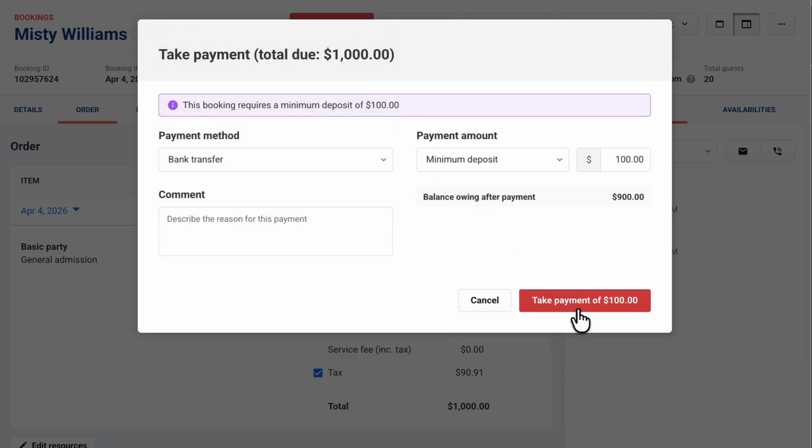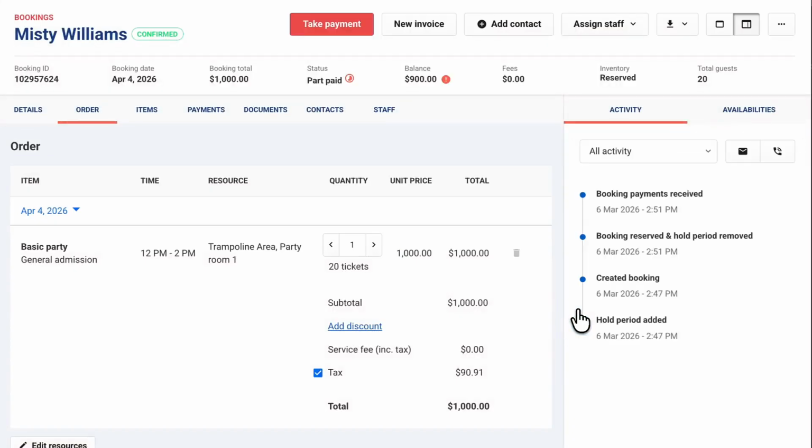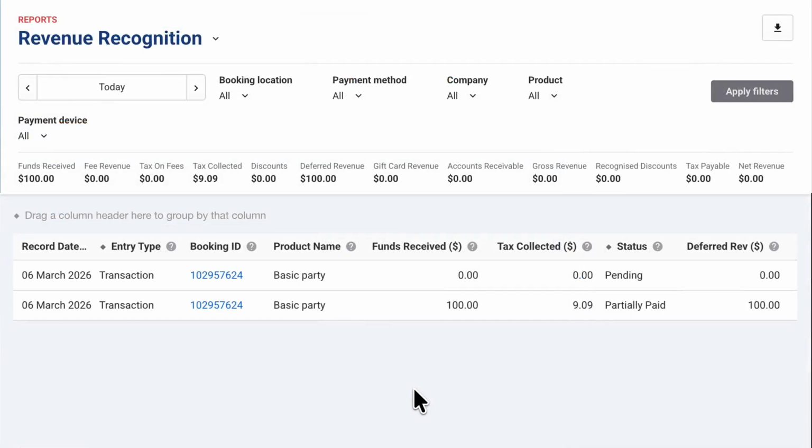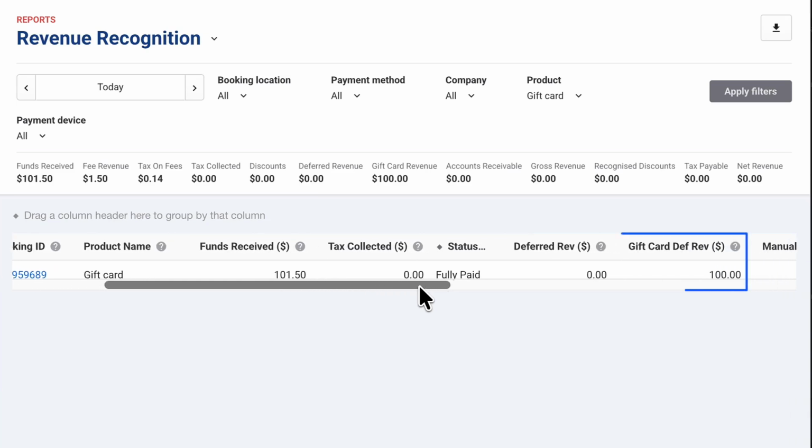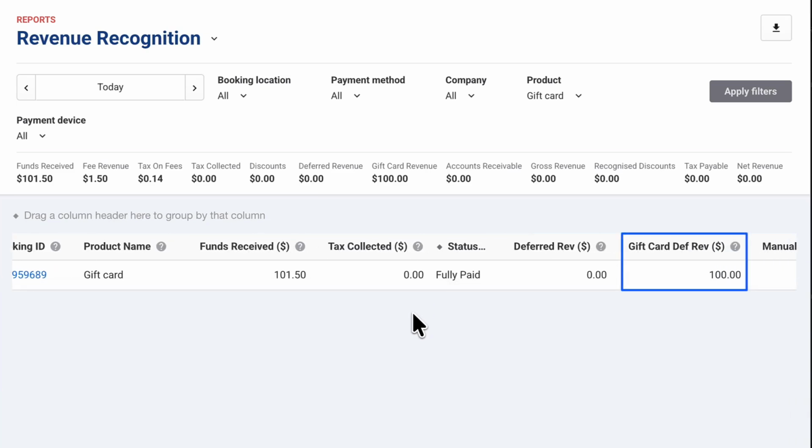When the $100 payment is processed, Roller records funds received. Funds received is the total value of processed payments. It reflects the actual money collected by your venue, including fees and taxes, and less any discounts applied at the time of payment. If this payment had been for a gift card, it would appear as gift card deferred revenue. Gift card deferred revenue represents funds received from gift card sales that have not yet been redeemed for products. The venue has the money, but revenue has not yet been earned.